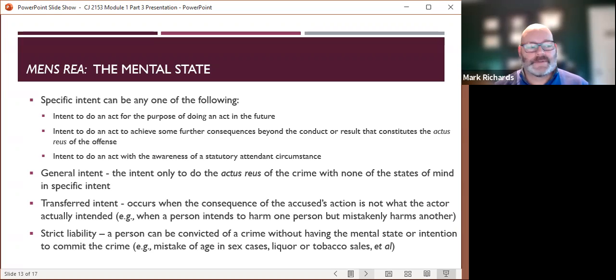Strict liability means that a person can be convicted of a crime without having the mental state or intention to commit the crime. For example, the mistake of age in a sex case, or in the case of liquor or tobacco sales.